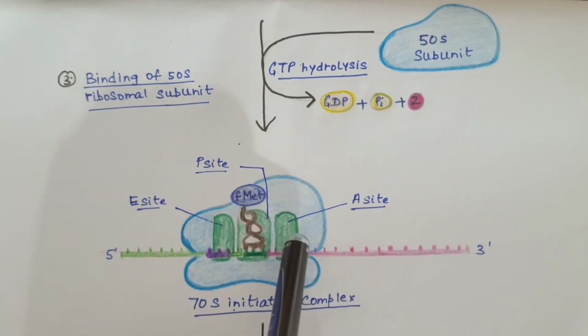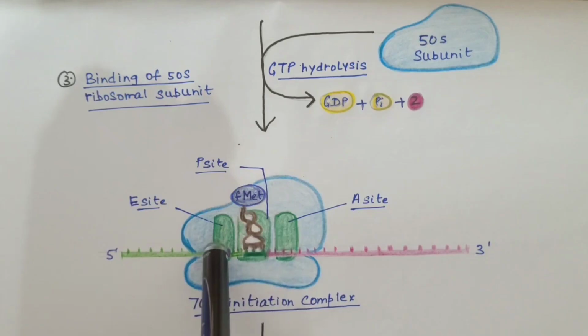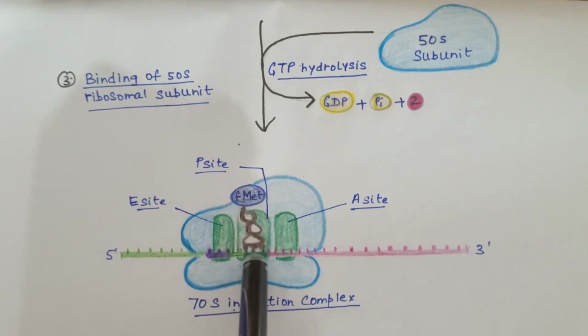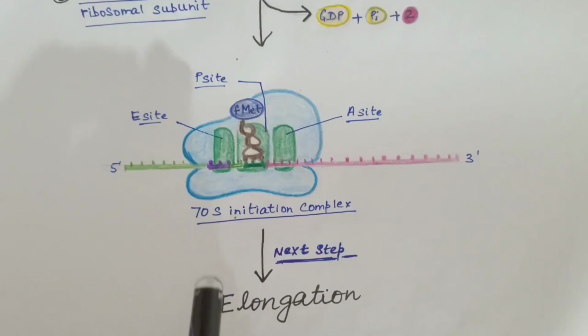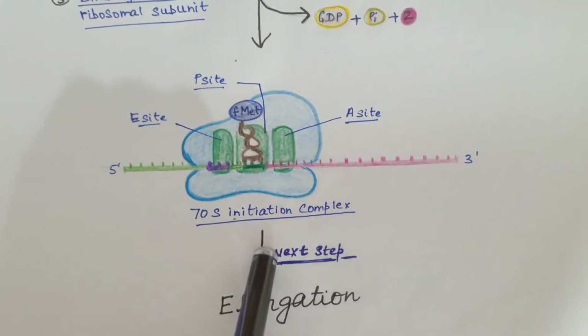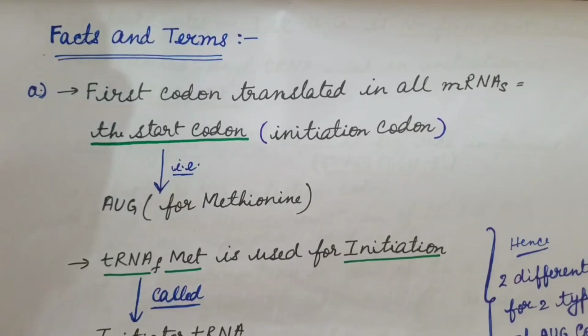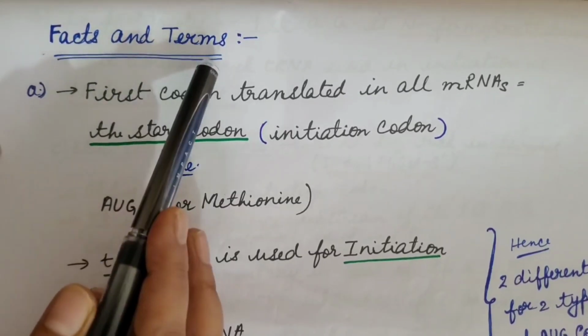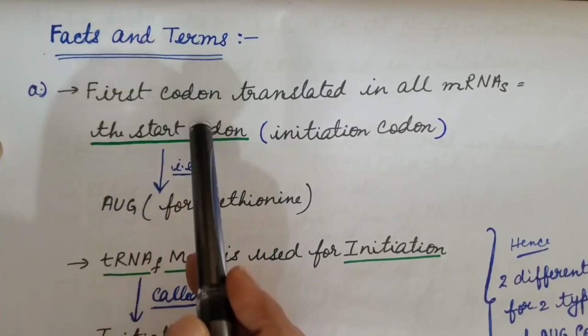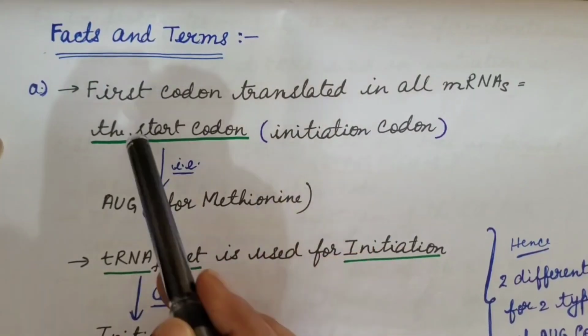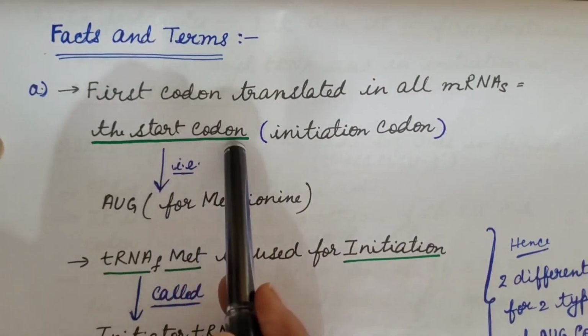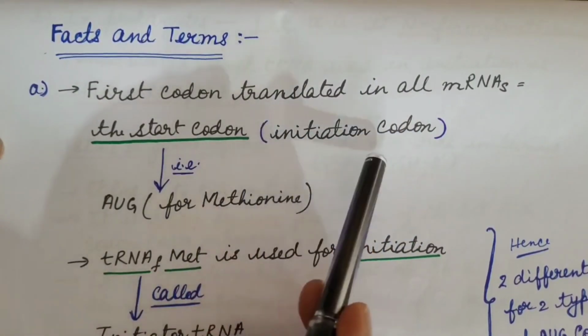There are three sites: A site, P site and E site. This P site is occupied by initiator transfer RNA. Now it is ready for the next step of translation, that is elongation. We will discuss this step in detail in the next video. Now let us discuss the facts and terms related to initiation. The first codon translated in all messenger RNAs is the start codon, which is also known as the initiation codon.